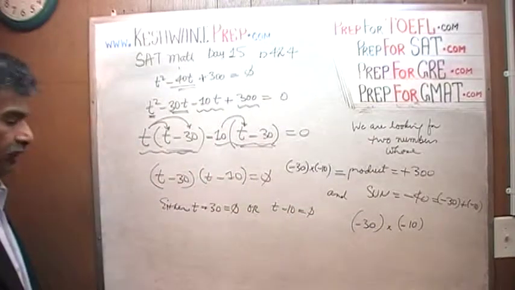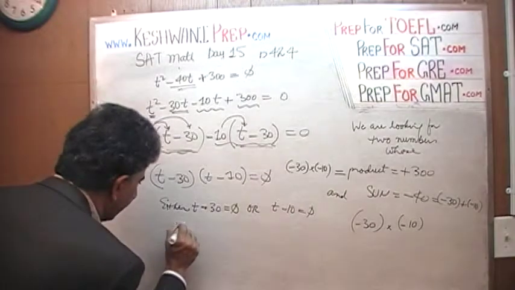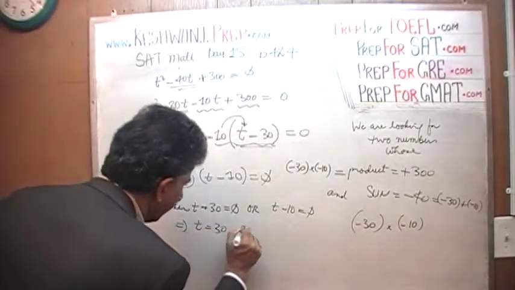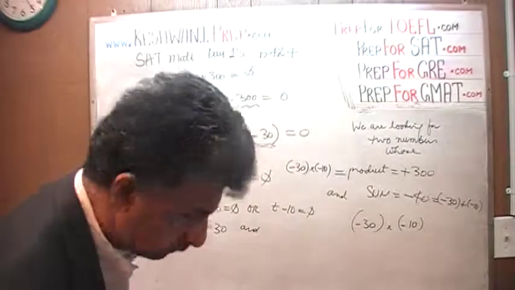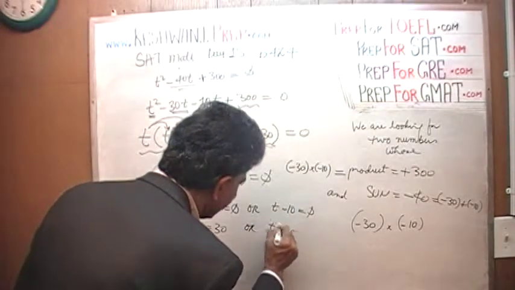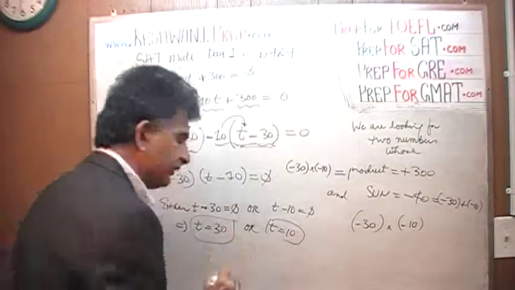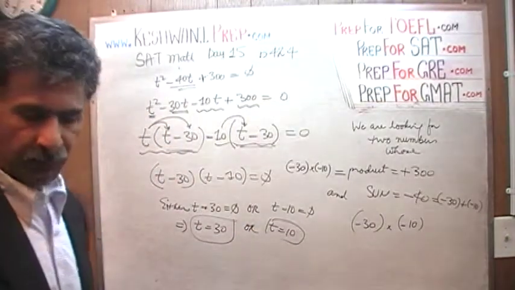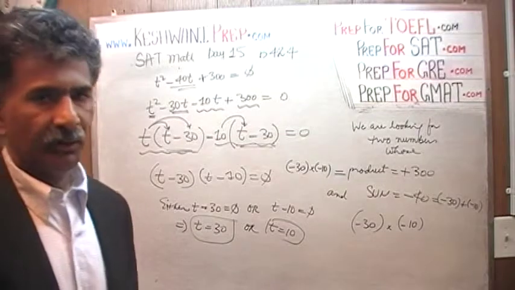Oh, what do you know? We have two positive roots. That implies that t is equal to 30, or t is equal to 10. There you go. Which is precisely what the problem told us. That is exactly what they told us in the problem.